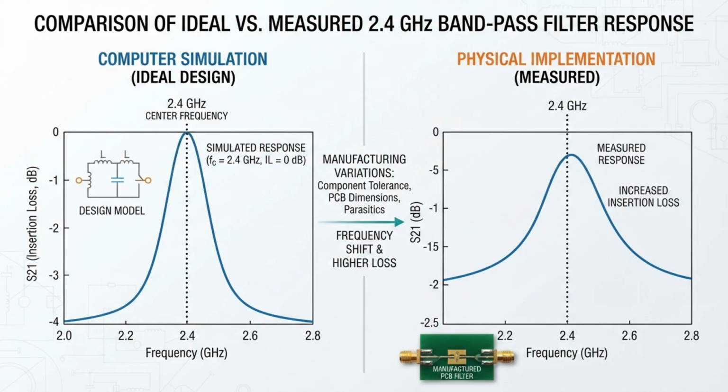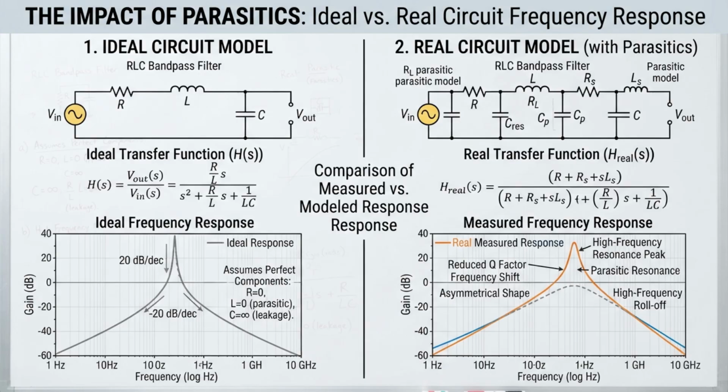Physically, consider a bandpass filter designed to operate at 2.4 GHz. Computer simulations predict a center frequency of exactly 2.4 GHz with very low insertion loss. After manufacturing, slight variations in component values, PCB dimensions, and parasitic effects may shift the center frequency slightly and increase the measured insertion loss compared with the original design.